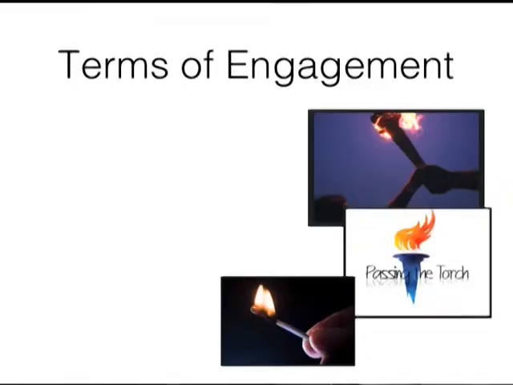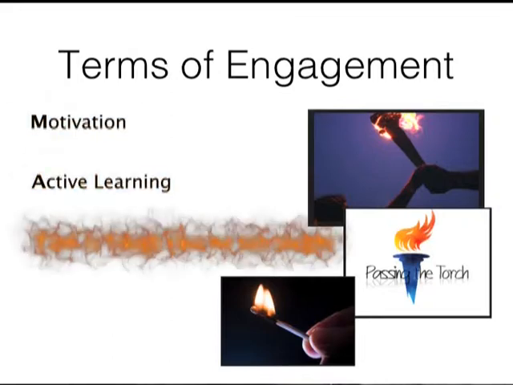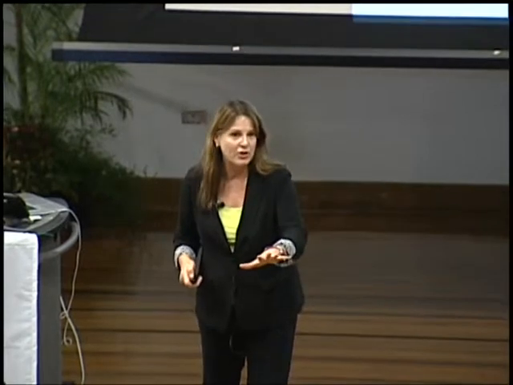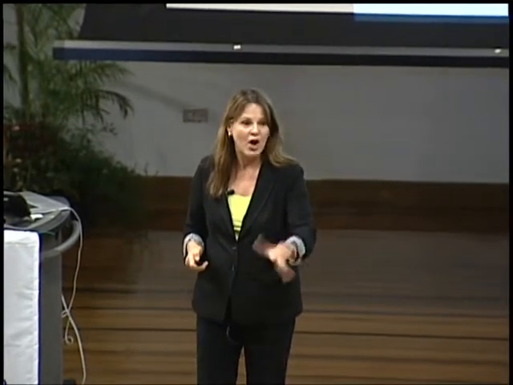So, my five terms of engagement are motivation, active learning, that the task is tough, but not too tough, that we build a level of community, and that we aim for holistic learning. And I would propose that if you use that framework to look at what's happening in your classroom, what's happening in your life, what's happening in your own engagement in your institution as an employee or in your civic context, something there is missing. And that's where you can target your energy.